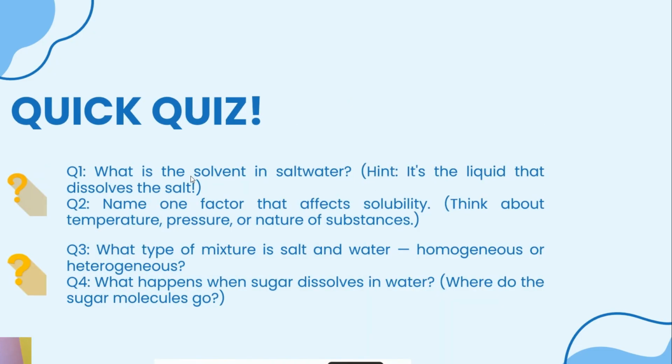Here are some questions. What is the solvent in salt water? Name one factor that affects solubility. Think about temperature, pressure, nature of the substance. What type of mixture is salt and water? Is it homogeneous or heterogeneous? What happens when sugar dissolves in water?